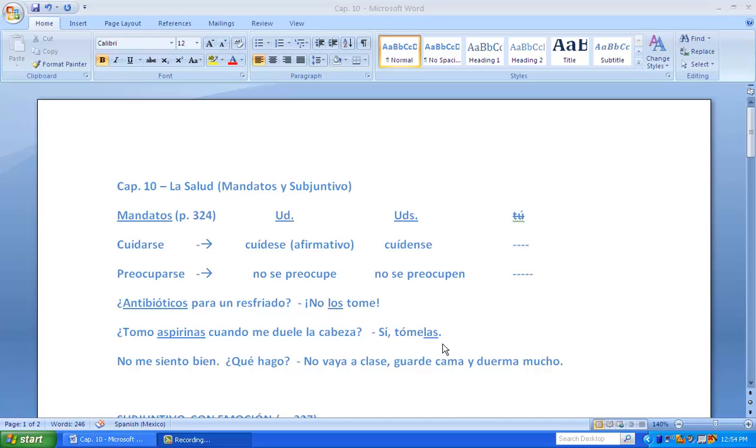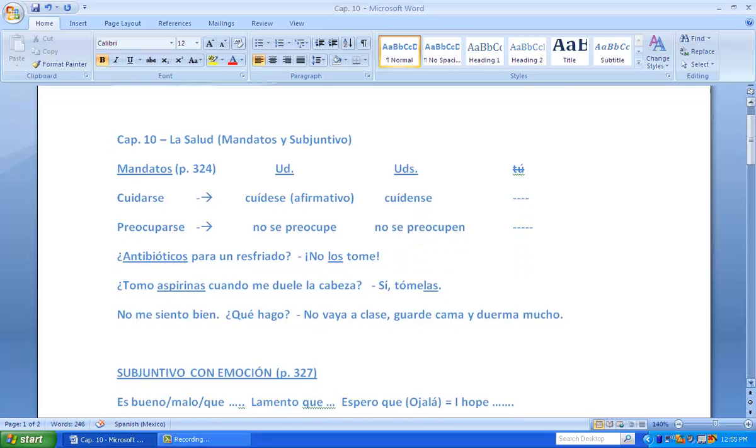Now, not all commands need a pronoun at all. This last example has no pronoun. No me siento bien, ¿qué hago? I don't feel well, what do I do? No vaya a clase. Don't go to class. Guarde cama, stay in bed. Y duerma mucho, sleep a lot. Those are commands that don't need a pronoun. But if you do need one, it goes on the end of an affirmative command, and it goes in front of the verb on a negative command.